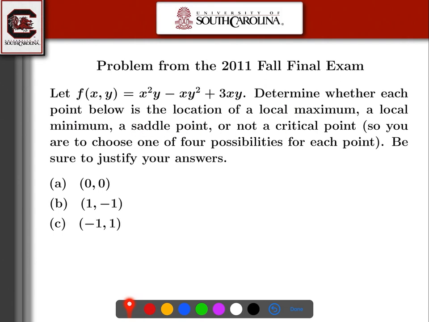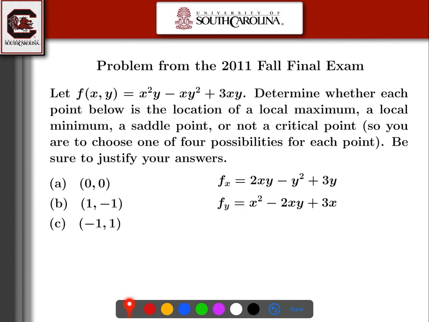So what we do when we try to find critical points is we take the derivative of this function f with respect to x and with respect to y, and we want both of those derivatives to be 0. So the derivative of f with respect to x, we get 2xy minus the y squared here, plus the 3y. Derivative with respect to y, we get an x squared here, minus a 2xy, plus a 3x. So we have these two derivatives, the derivative with respect to x and derivative with respect to y. We want to know when they're both 0.